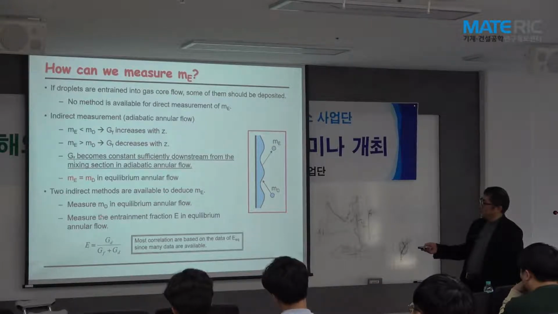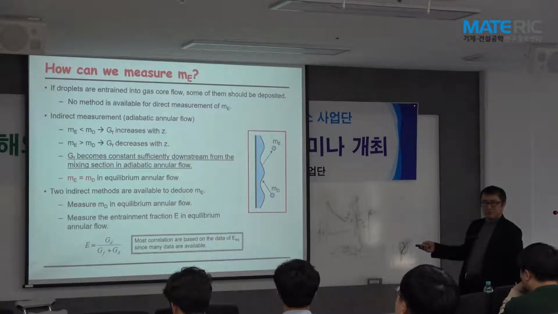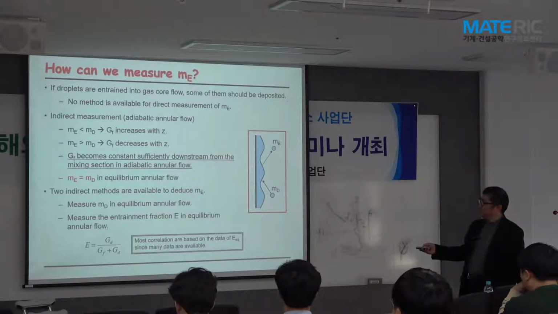First, the deposition rate is measured in the equilibrium annular flow. And in the equilibrium situation, we can assume that entrainment and deposition are equal. Therefore, if you can measure the deposition rate, it is equal to the entrainment rate. This is one method.